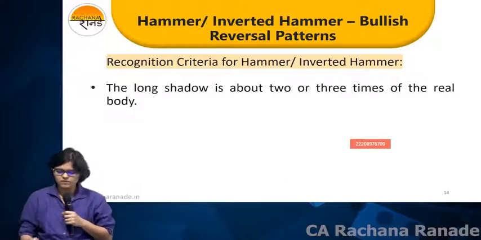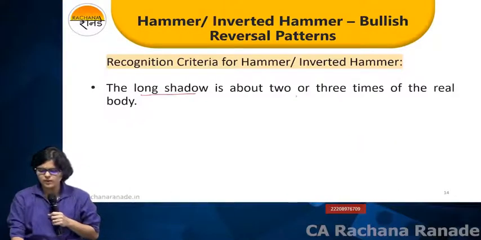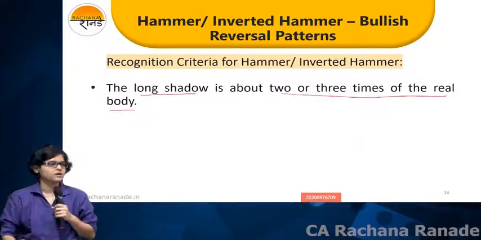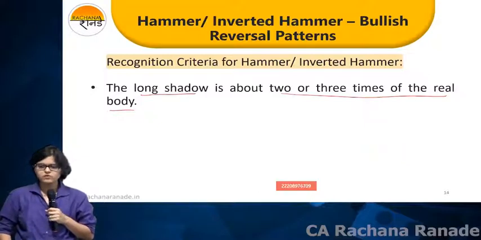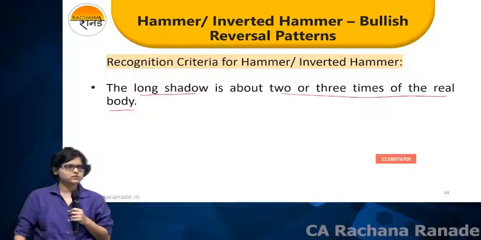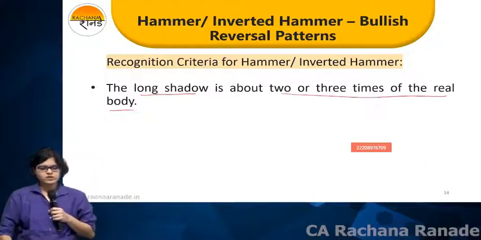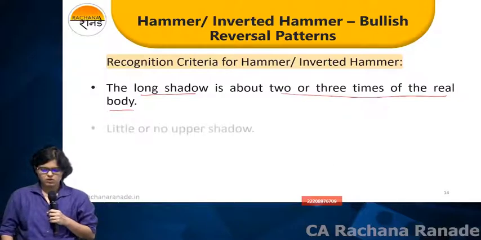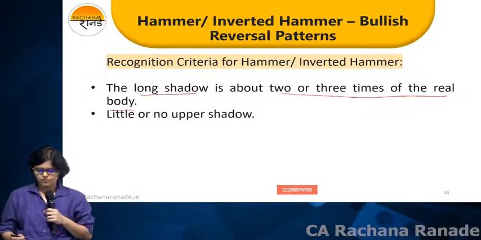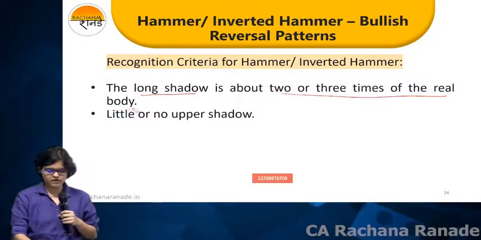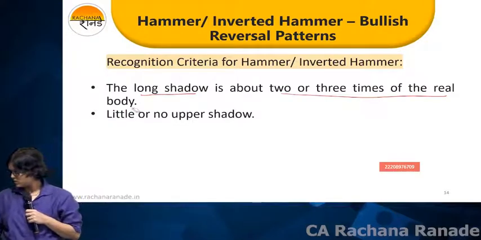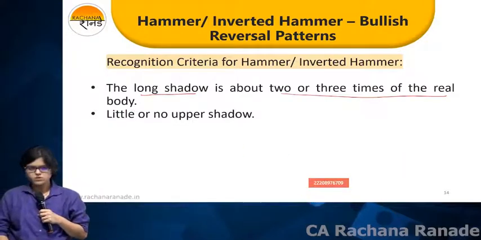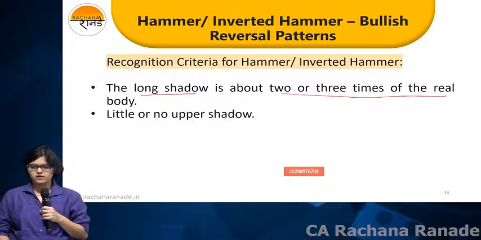For inverted hammer now, the long shadow will be about 2 to 3 times of the real body. Okay, so we'll write down the important points. Very first one is the shadow. Shadow is nothing but what? Wick. Shadow should be 2 to 3 times of the body of the candle.